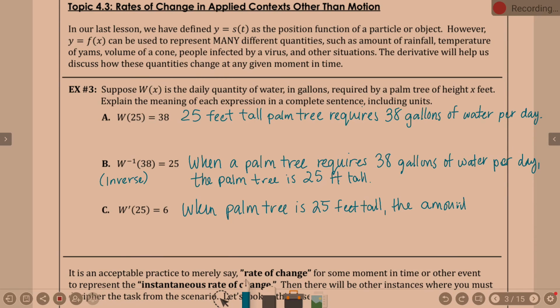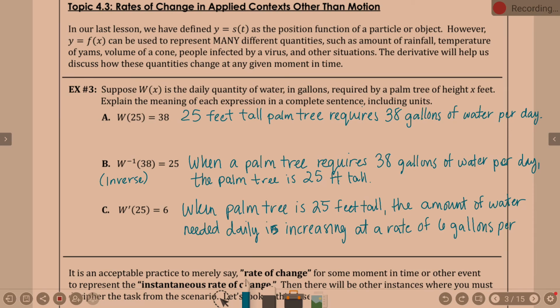The amount of water needed daily is increasing at a rate of 6 gallons per foot.